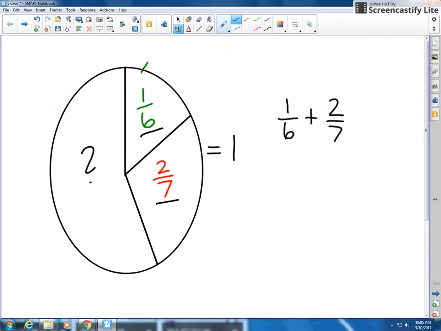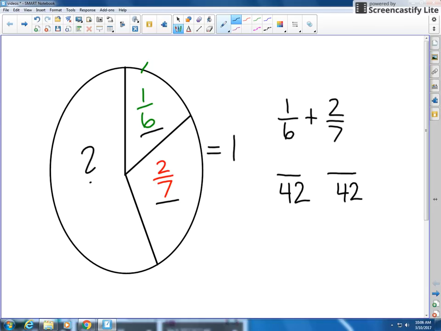So to find a common denominator, I'm thinking of what is the lowest common multiple that 6 and 7 have, meaning what number can both 6 and 7 divide into. I know they can both divide into 42. If I didn't know that, I could use a multiplication chart, or I could make a list of all the multiples of 6 and all the multiples of 7 and see when they cross.